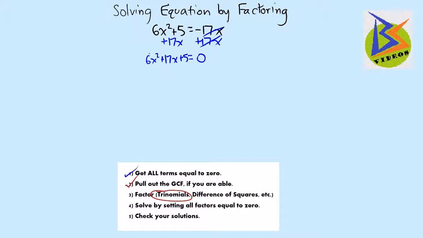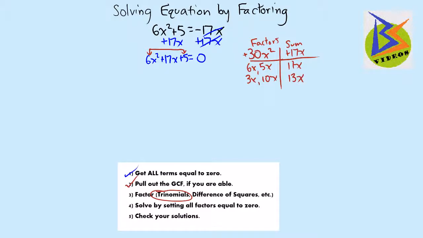So we're going to use the method that we've been talking about, where we multiply the first and the third, and you get 30x squared. And we're looking for a sum of a positive 17x. So we're looking for factors of positive 30x squared that give us a sum of 17x. So we could try a few, like 6x and 5x. Nope, that's only 11x. We could try 3x and 10x. Again, that doesn't work, that's only 13x. So we think a little bit more, and then we're like, oh, well, 2x and 15x gives us 17x.